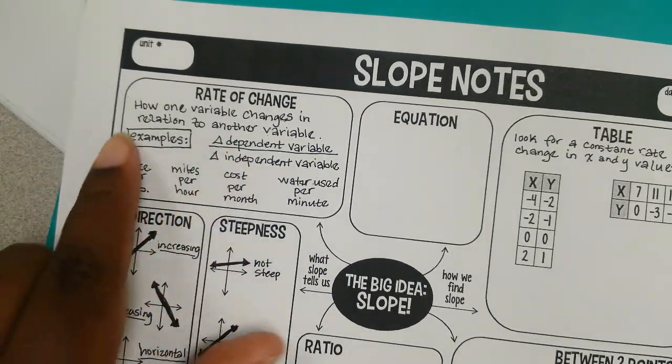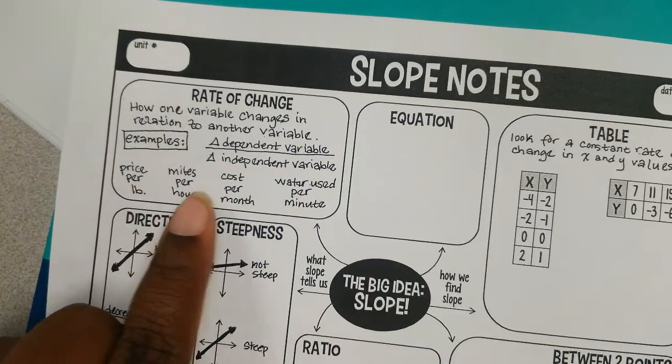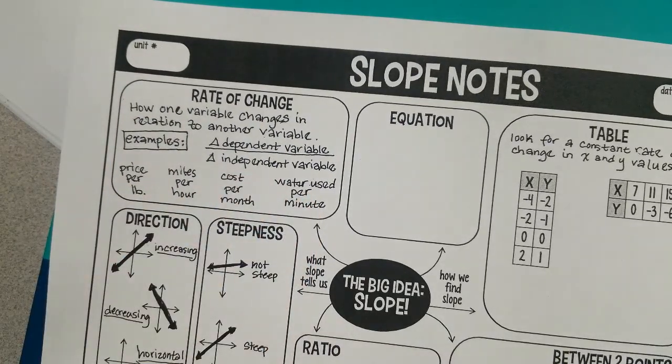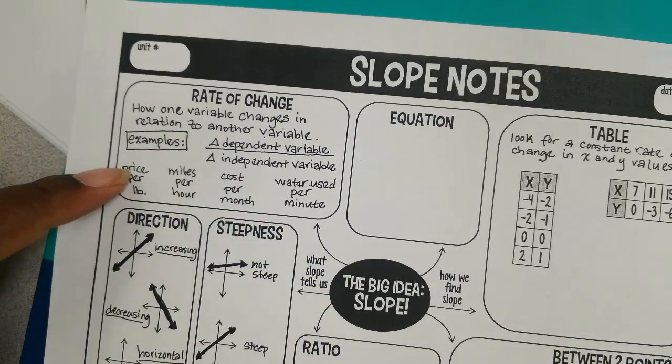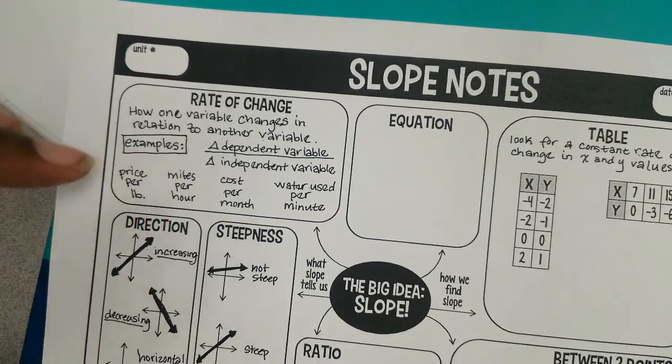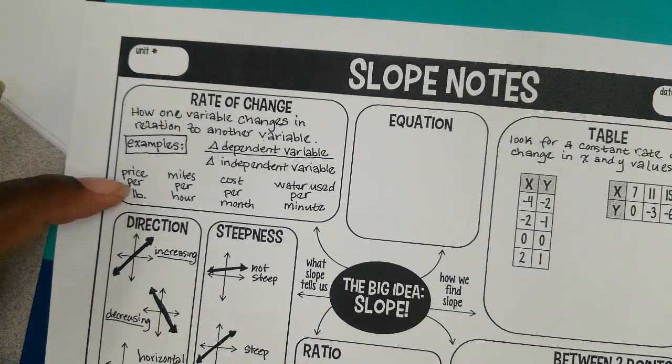Now this right here, I can use this mainly when I'm thinking about word problems. They say the word per, so per price, per mile, per whatever. That's going to help me out when I'm finding slope. It can be written like this.